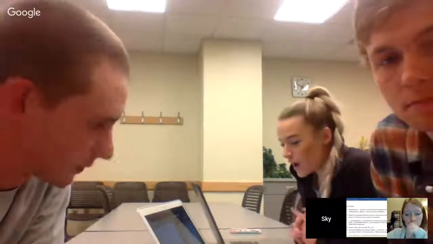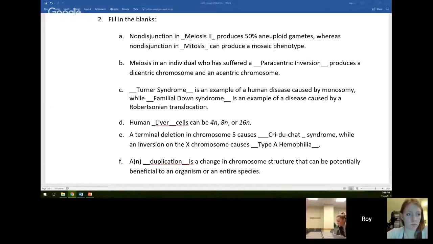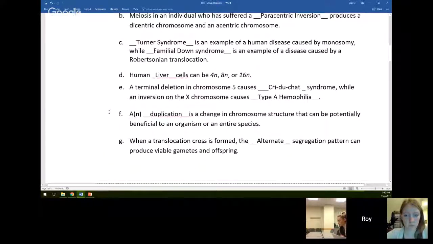Okay. Then Sophie got number 2. I have number 2. So fill in the blanks. Non-disjunction in meiosis 2 produces 50% aneuploid gametes, whereas non-disjunction in mitosis can produce a mosaic phenotype. And meiosis in an individual who has suffered a paracentric inversion produces a dicentric chromosome and an acentric chromosome. And Turner syndrome is an example of a human disease caused by monosomy, while familial Down syndrome is an example of a disease caused by Robertsonian translocation.